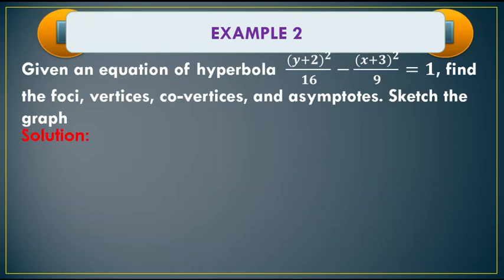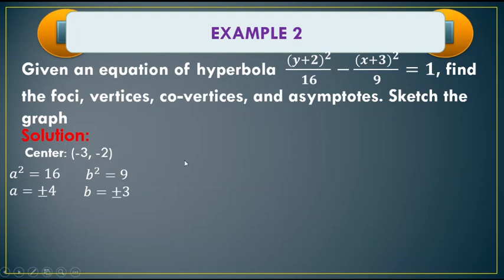Since A squared is 16, A now is equal to positive and negative 4. And B squared is 9, B now is positive and negative 3. Now the center is negative 3 comma negative 2. Again, kuhanin natin yung H and then K. Since ito ay x plus 3, so negative 3 tayo. And then dito naman ay y plus 2, so yan ay negative 2. So we have negative 3 comma negative 2.